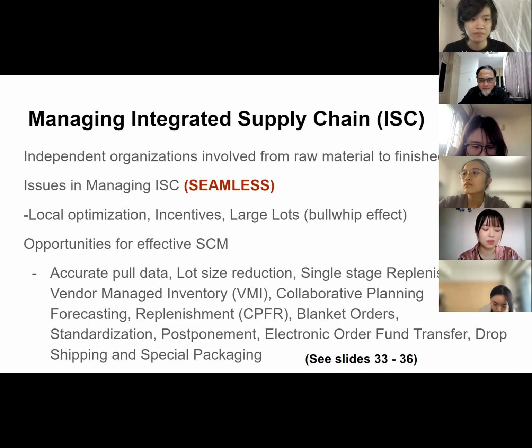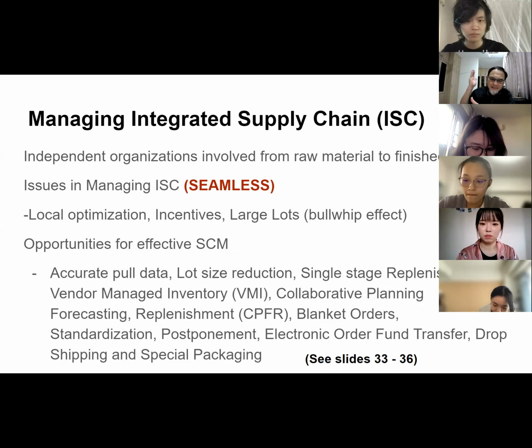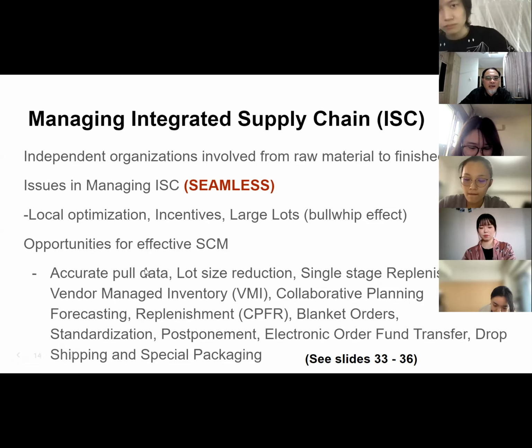Exactly. Okay. So when you want seamless, you want to make sure that the quantity that you are going to order will arrive on time, according to the quality. It will immediately be used for the production. So it's seamless. So you don't want to have stoppages.